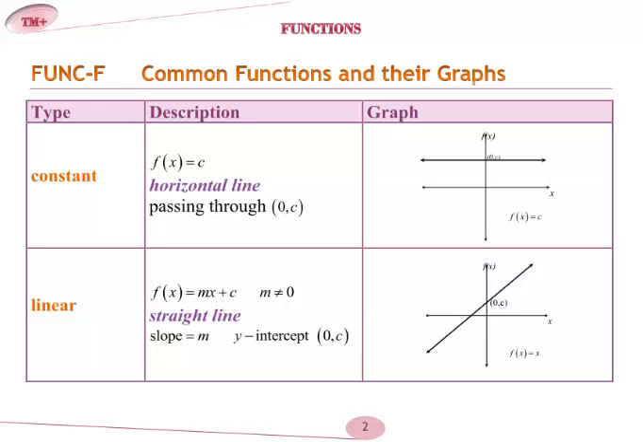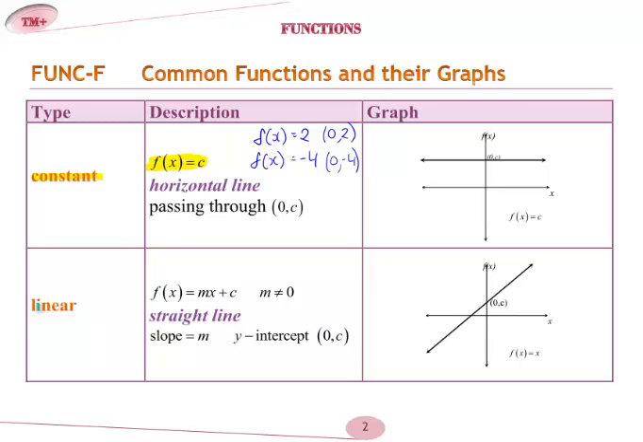So the first one's just a constant graph in the form of f(x) = c. For example, f(x) = 2, f(x) = -4. What you're getting in this case is a horizontal line passing through (0, c). So this function here would pass through (0, 2). This one would pass through (0, -4). Here's an example of the graph. It's a nice straightforward horizontal line graph that was covered in TM1.